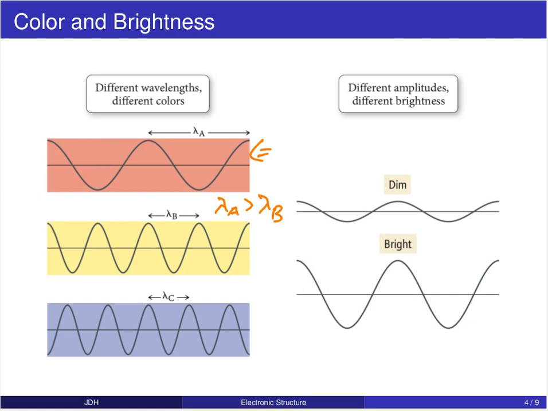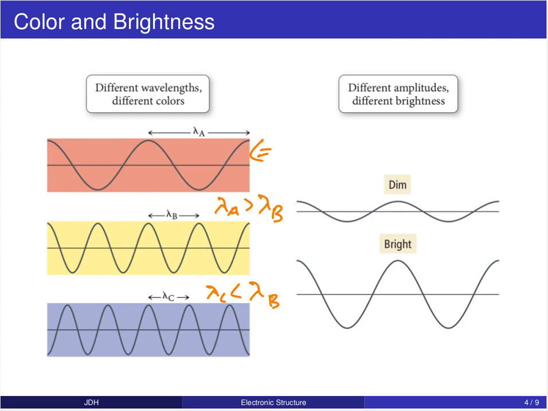Similarly, if you go to even shorter wavelengths of light, say a lambda C here corresponding to blue light, you have an even shorter wavelength. And I drew that the wrong way. So the lambda C here is going to be even shorter than lambda B. Okay, so different wavelengths correspond to different colors of visible light.